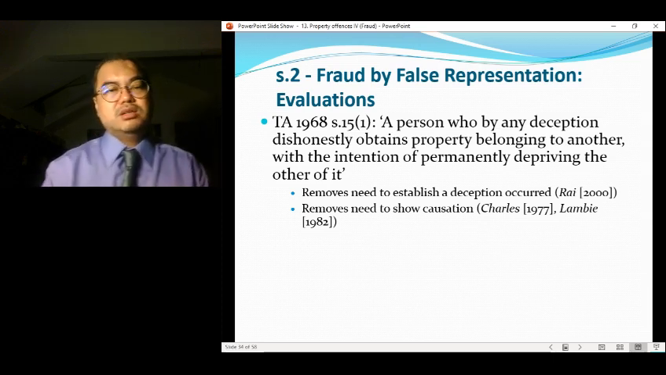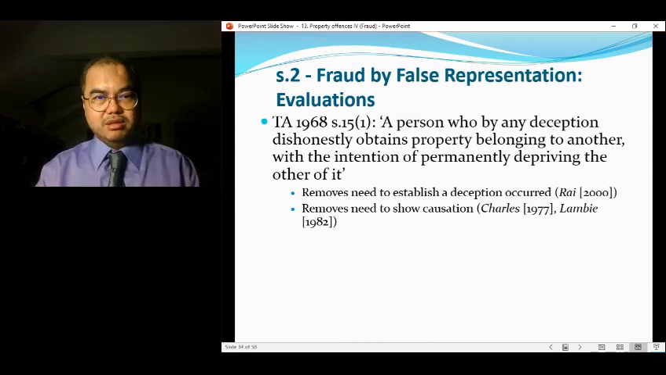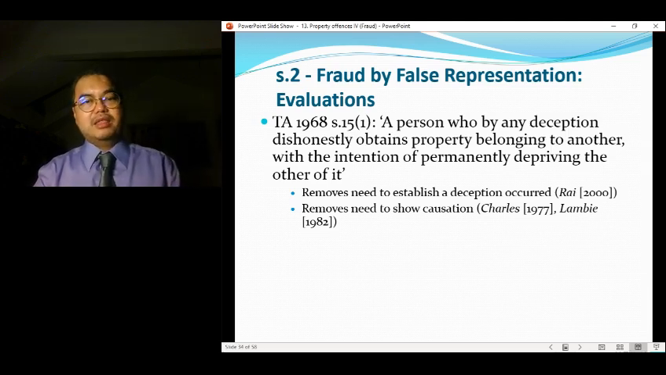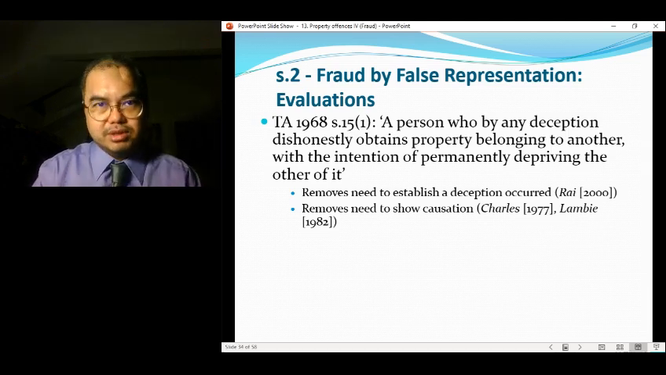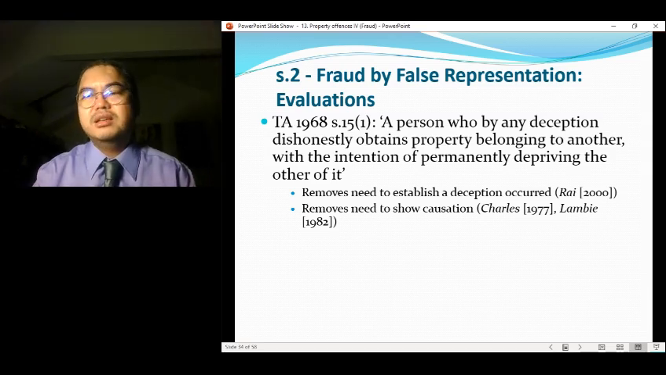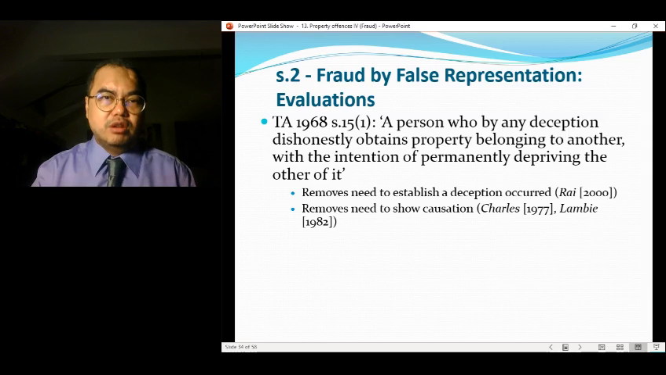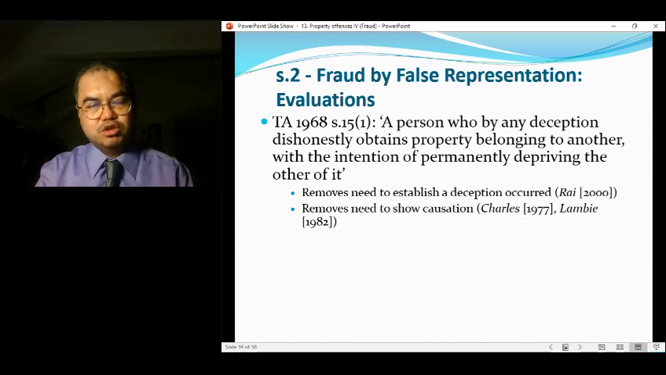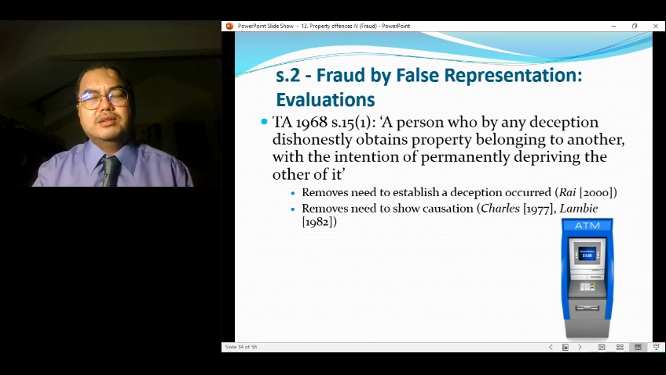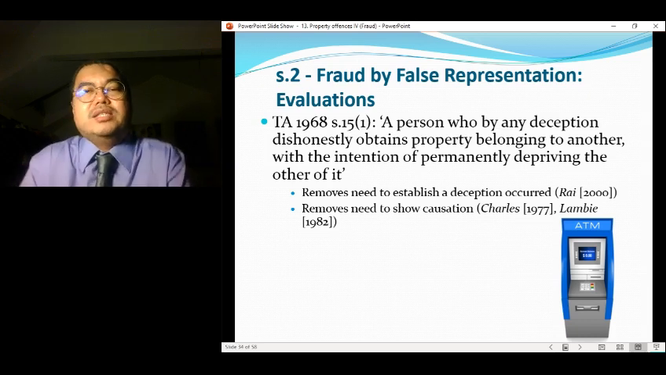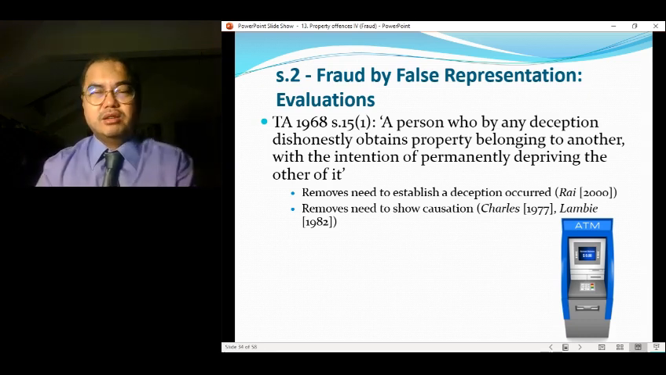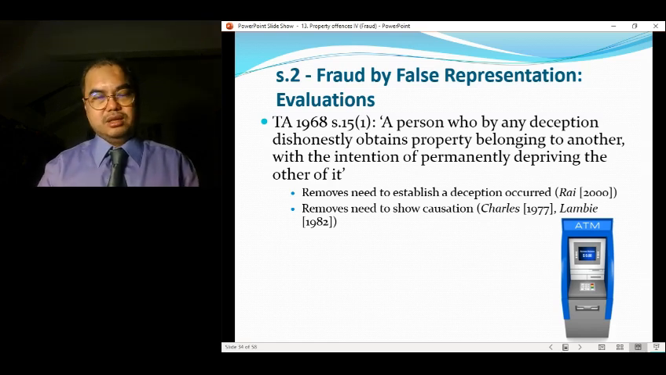But under the new law, the Fraud Act, you do not need to show that deception occurred, and you do not need to show causation because it is not a result crime. If you remember when we talked about causation last semester, causation is only relevant when we talk about result crimes. For conduct crimes, you do not need to show causation. So if an ATM is manipulated, there is no need to show that the machine was actually deceived, as long as the person makes a false representation.